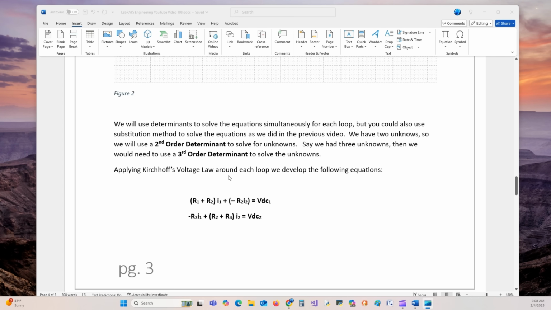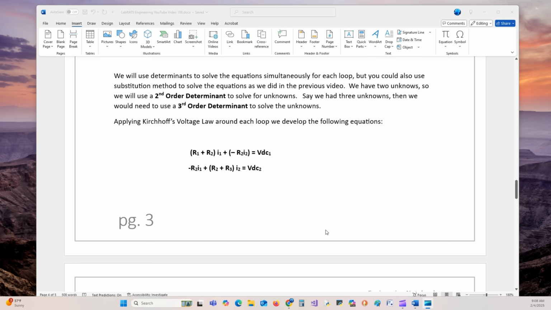Applying Kirchhoff's law around each loop, we develop the following equations. Here I1 goes through R1 and R2, and then minus R2 times I2, which is the opposing loop 2 current. In loop 2, we have a negative R2 I1, that's the I1 loop current, and then we have R2 plus R3 times I2. So you add the sum of the series resistances times that internal loop current. This will end up being a negative.